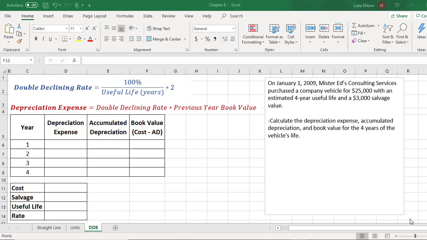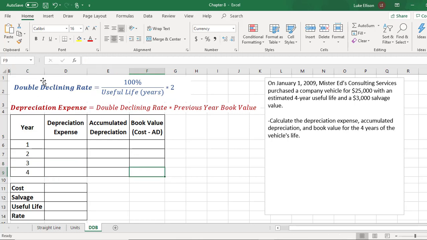Hello! Today we're going to be talking about the double declining balance method for depreciation. Now this method is what we call an accelerated depreciation method, meaning that it records higher depreciation expense in the earlier years, for example year 1 and 2, and lower depreciation expense in the later years, for example years 3 and 4. And the way we do this is in two steps.